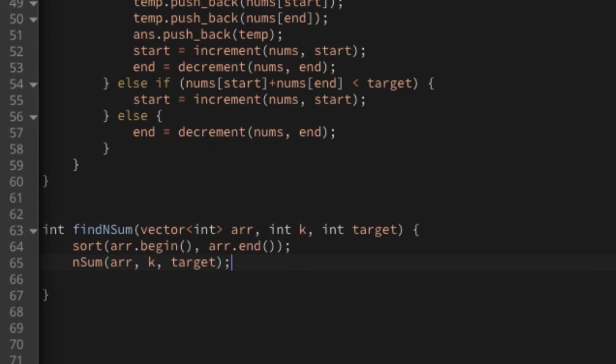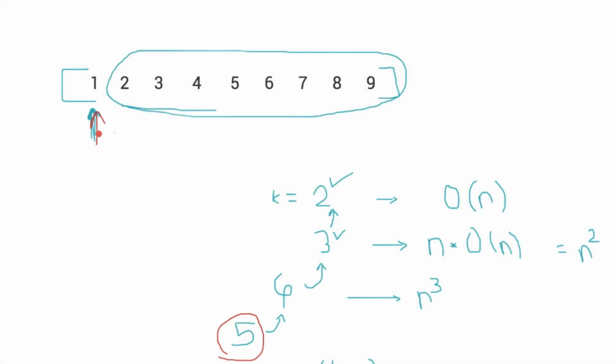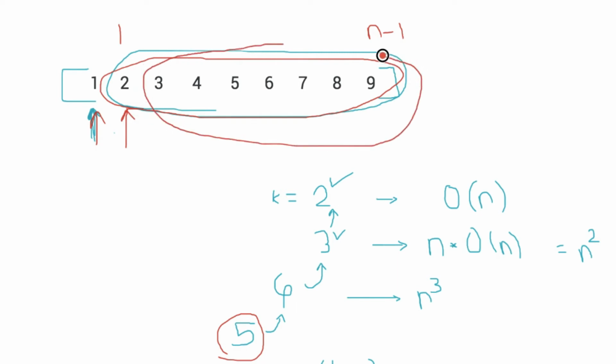However, this is not sufficient because as we go deeper inside the recursion, we only want to choose the numbers from the part of the array, not the entire array. For example, let's say again k is 5. Initially, we will fix the first element and solve the four-sum problem in the remainder of the array. So that is from index 1 to n-1. Now, in the second iteration, when we have second element fixed, then we want to solve the four-sum problem on this part of the array, that is from index 2 to n-1, and so on.